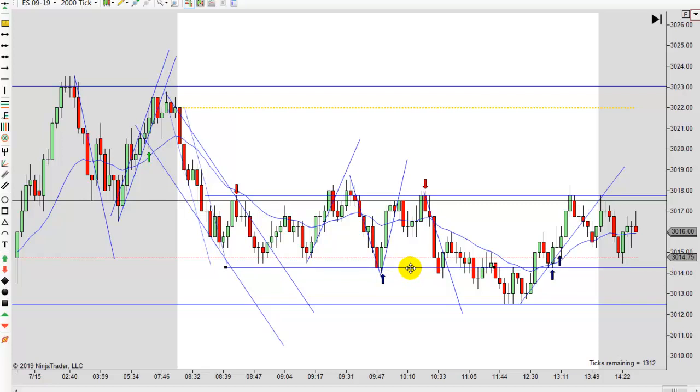So right here. You finally get back inside the range, and you bounce with a nice bullish bar. I like going long there. You get your true reversal right there. You still got room. I like going long again. And that takes you back to the highs, and that's your first break right there.